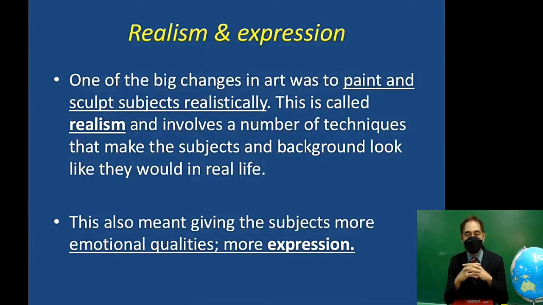Realism and expression. One of the big changes in art was to paint and sculpt subjects realistically. This is called realism and involves a number of techniques that make the subject and the background look like in real life. This also means giving the subject more emotional qualities and more expression.